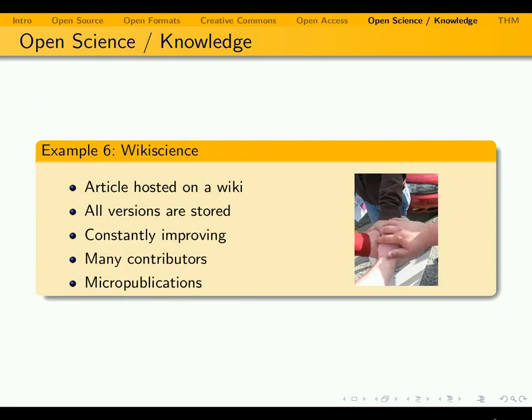My last example is called WikiScience. The idea is that an article is not a static document anymore, but a wiki page that is constantly improved by many scientists working in that field. The amount of authors that could contribute with their micro-publications could be much higher than in a classical paper.